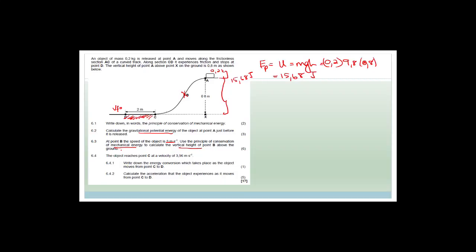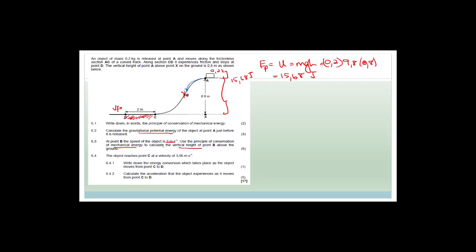Okay, now guys, a couple of things. The first thing is, if they say use the principle of conservation of mechanical energy, you can't go use equations of motion. So if they say use energy principles and you use equations of motion, you're going to get 0 marks. You have to use the correct thing that they've asked you for, okay? So that's very important. Okay, the next thing is, it says at point B, the speed of the object is 3 meters per second. So do you agree it has gained kinetic energy to get from A to B? It has sped up. It has gained kinetic energy to get from A to B, right?